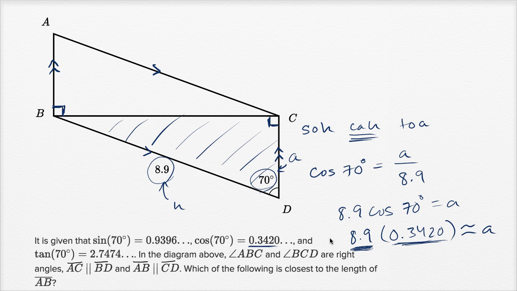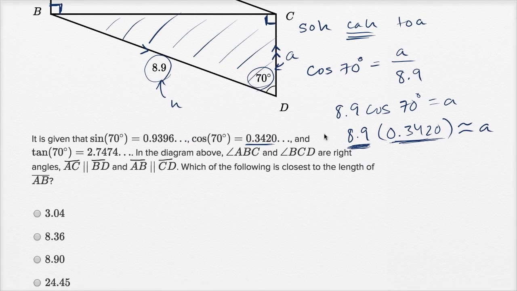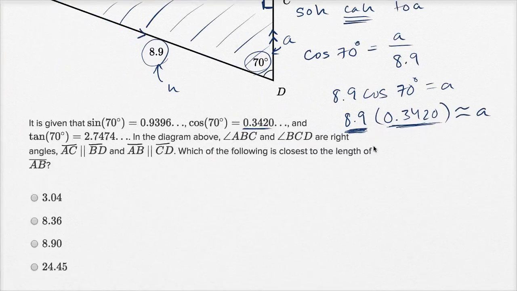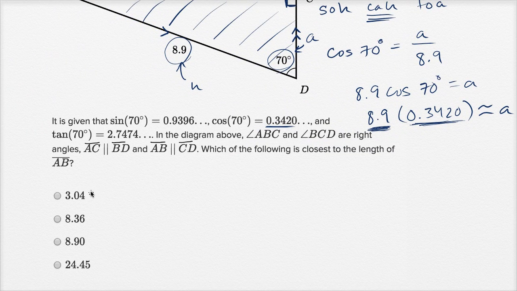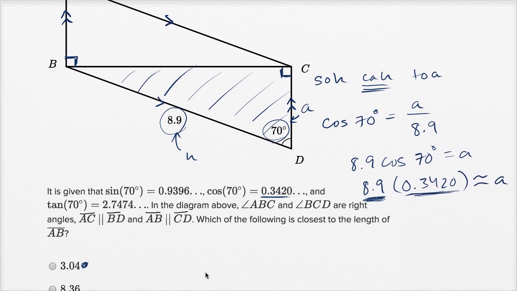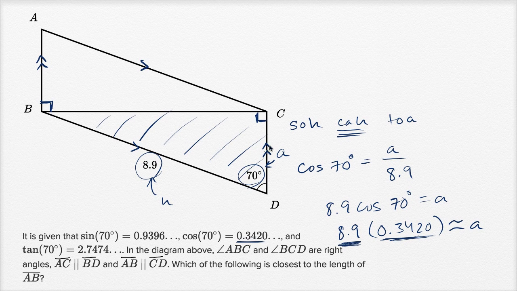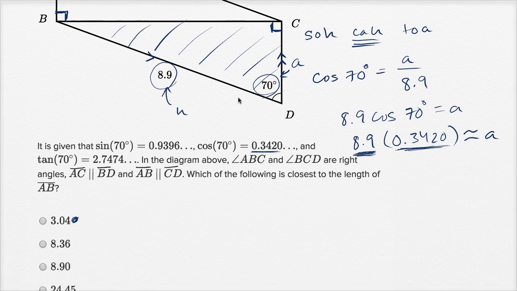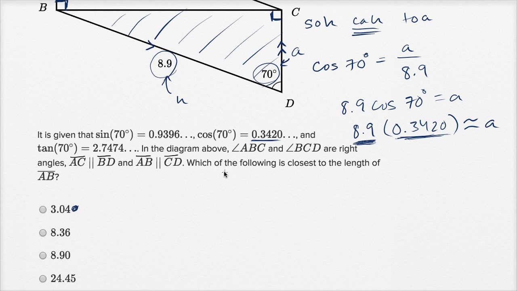And if you look at the choices, there is a choice that looks right around where we need. None of these other values are even close to 3. And if we were just trying to figure out the length of CD, we'd be done. I would just pick this choice right over here.